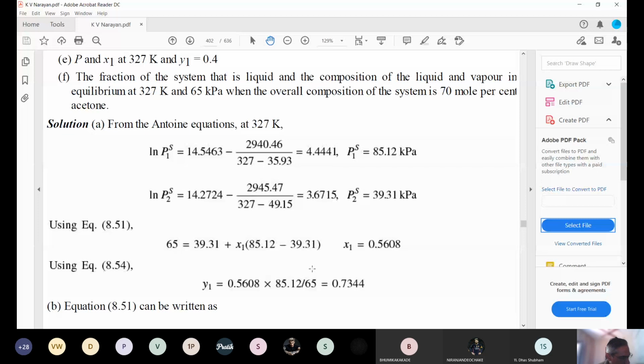Sir, उन्होंने डिफरेंट टेम्परेचर डाले एंटोनीज इक्वेशन में और उसके बाद पार्शियल प्रेशर्स निकले एंटोनीज इक्वेशन यूज करके और उसके बाद टोटल प्रेशर 65 है ना, तो P इक्वल टू P1S प्लस P2S करके 65 आना चाहिए, ऐसा किया तो वो टेम्परेचर चेंज करते गए जब तक 65 नहीं आता तब तक.